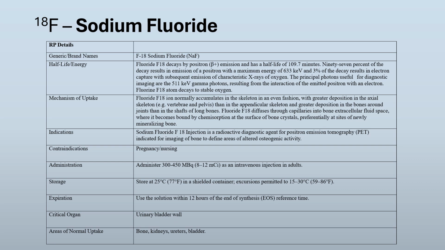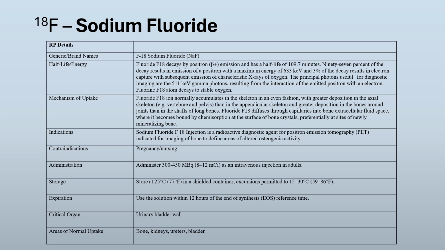Sodium fluoride normally accumulates in the skeleton in an even fashion, with greater deposition in the axial skeleton. And this is very similar to the MDP, HDP bone scans that you'd see in general nuclear medicine. It's a very similar uptake. It diffuses through the capillaries into the bone's extracellular fluid space, where it becomes bound by chemoabsorption at the surface of the bone crystals.